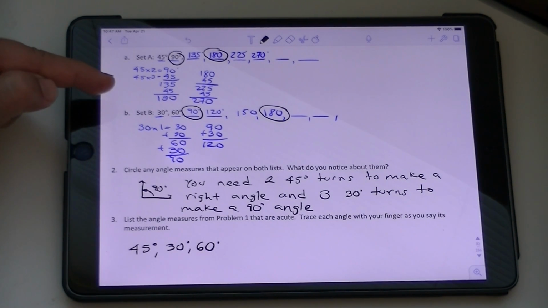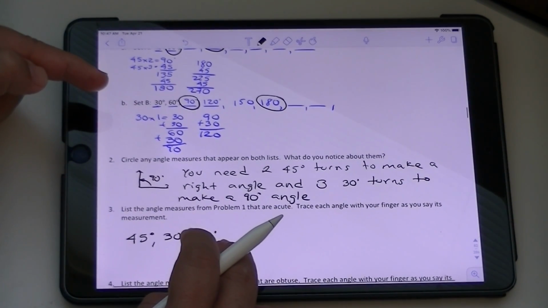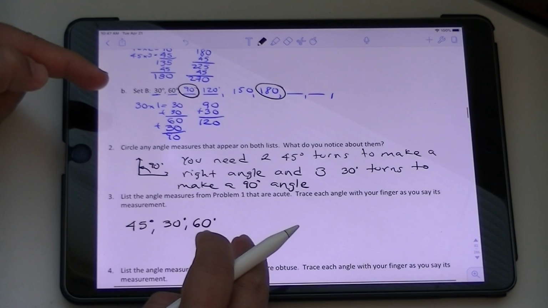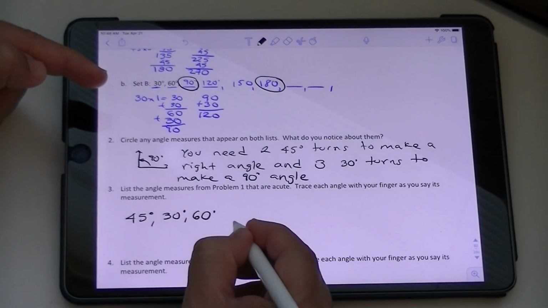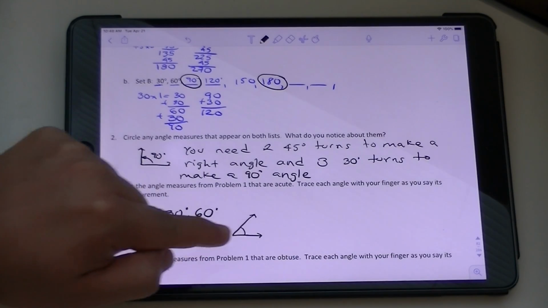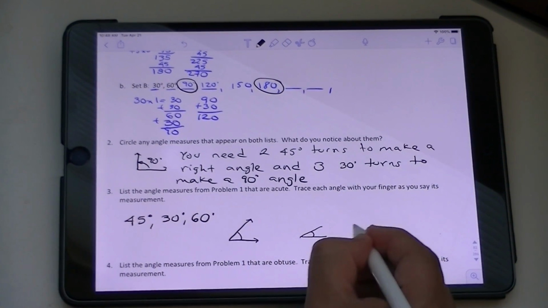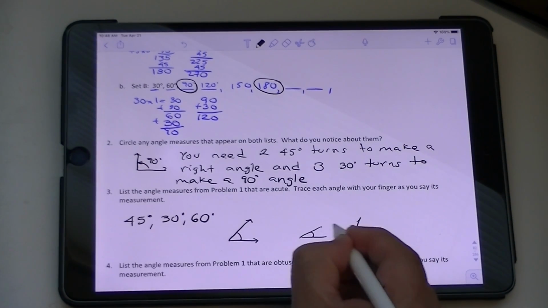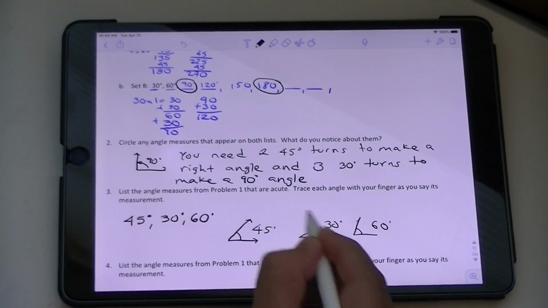Trace each angle with your finger as you say its measurement. So you don't need to draw anything, but if you would like to draw it, a 45-degree angle is right in the middle, and then you can trace your finger. A 30 degree is smaller than that, and a 60 degrees is bigger than that. Okay.